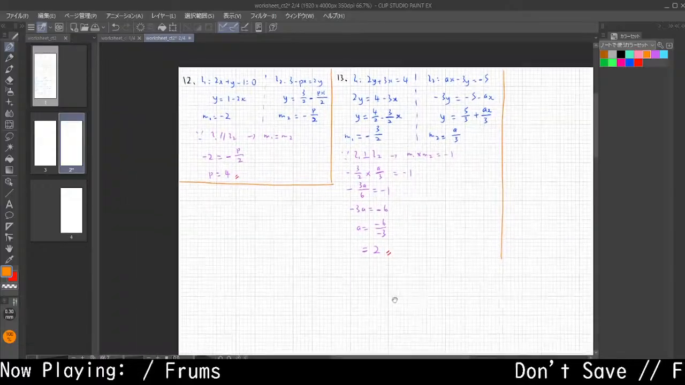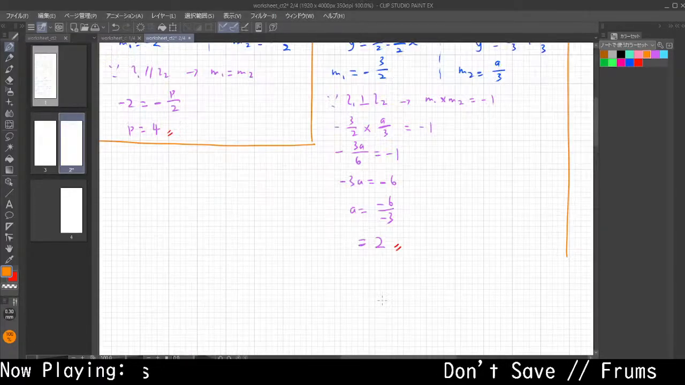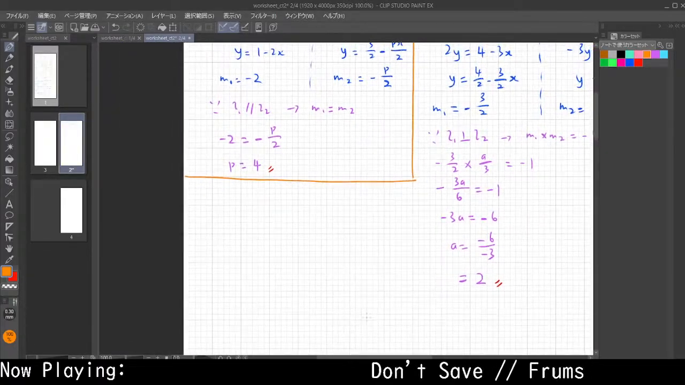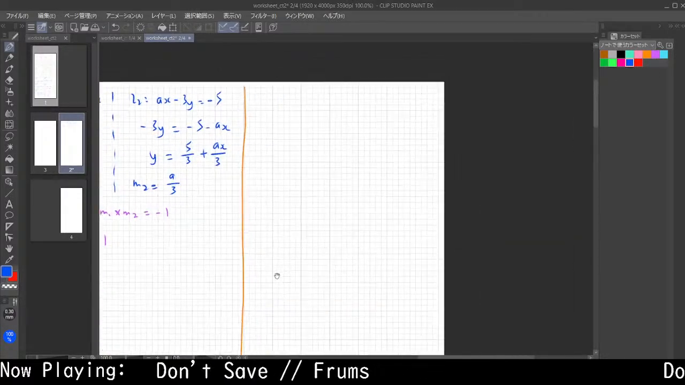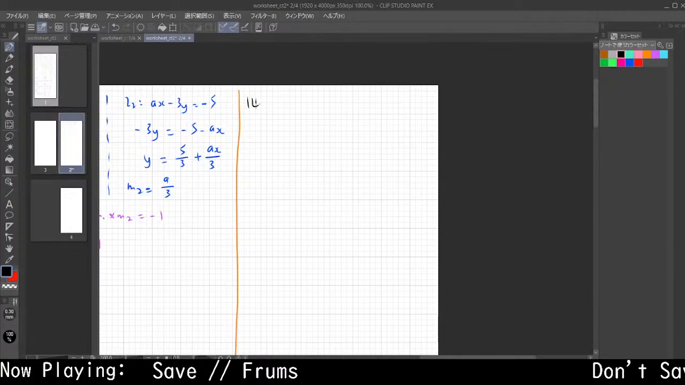I'll put 14 over here actually, because parallel is just a bit shorter in some sense. Never mind, that might not be the case, I forgot.